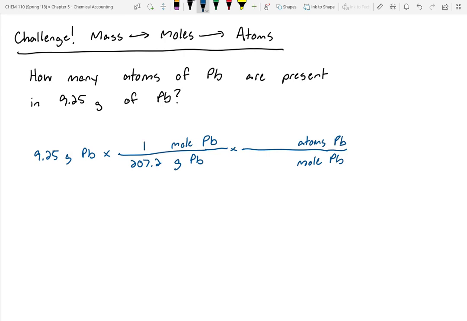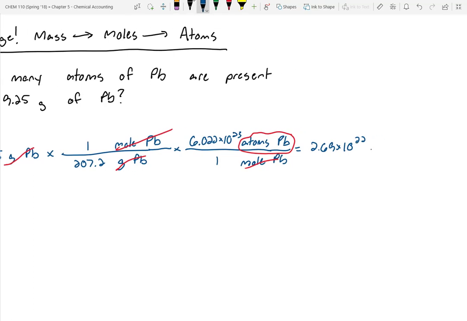All right. And now if we're looking at the next one, we know that Avogadro's number says 1 mole of something is the same as 6.022 times 10 to the 23rd. Set it up correctly, so we cancel out grams of lead, moles of lead, and we're left with atoms of lead as our desired unit. That means our final answer here should be 2.69 times 10 to the 22 atoms of lead.